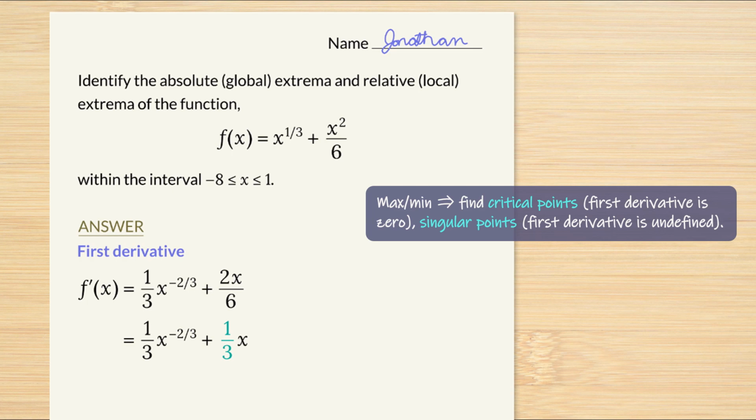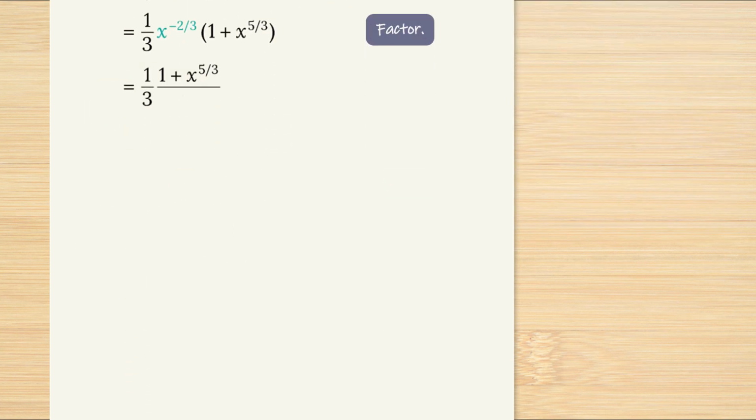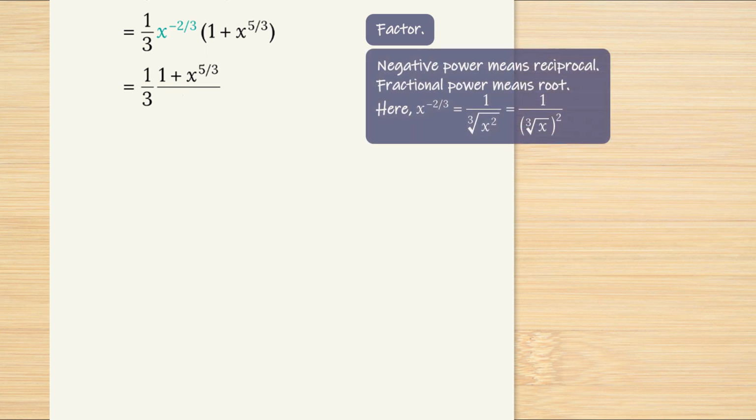With these types of min and max questions, because we'll be doing more work with the first derivative, finding critical points and singular points, it's better to factor and simplify the first derivative to make our work easier later. The negative power and fractional power are a bit tricky. Just remember that negative power means to reciprocate, and fractional power means a root. In this case, we have x to the -2/3. That x, originally in the numerator with a negative power, tells us to put that term in the denominator. The 1/3 power means that we're going to have a cube root, and the 2 just means a square.